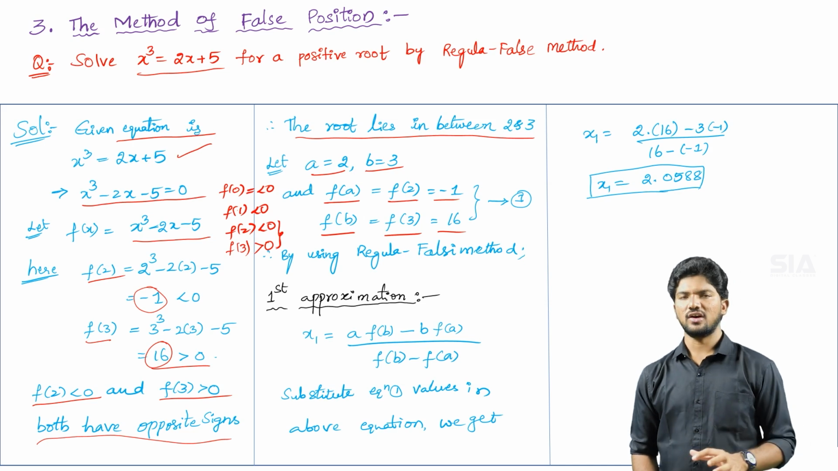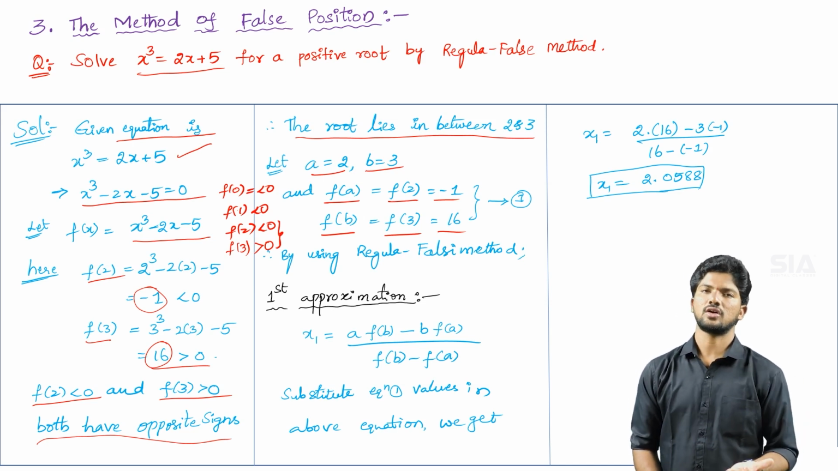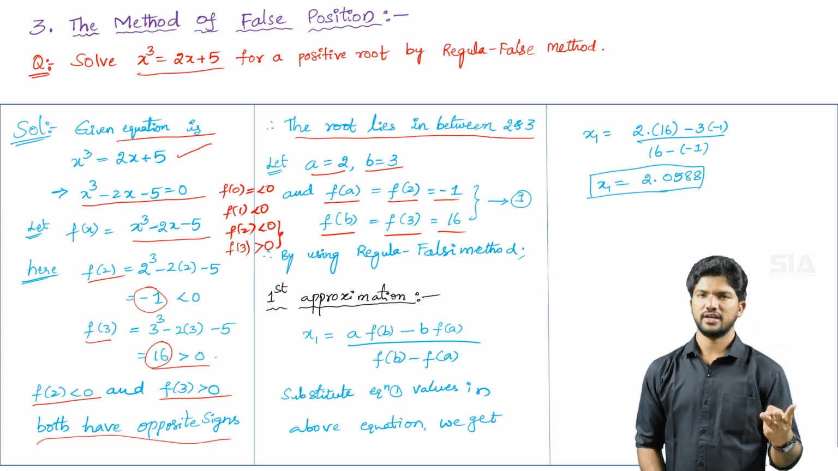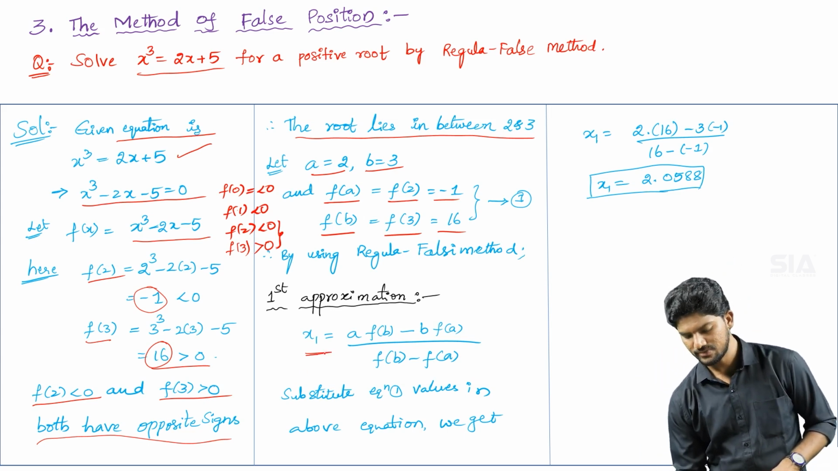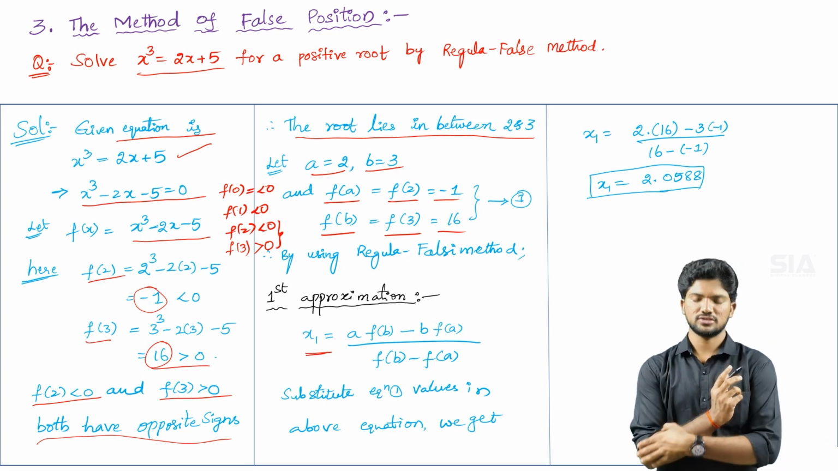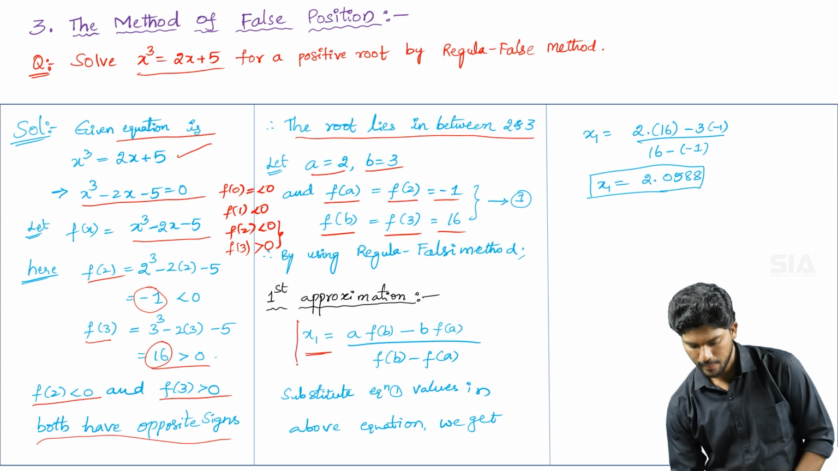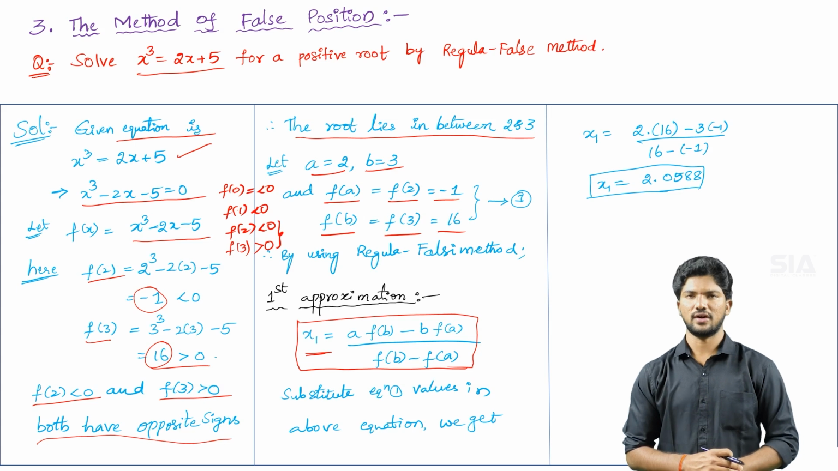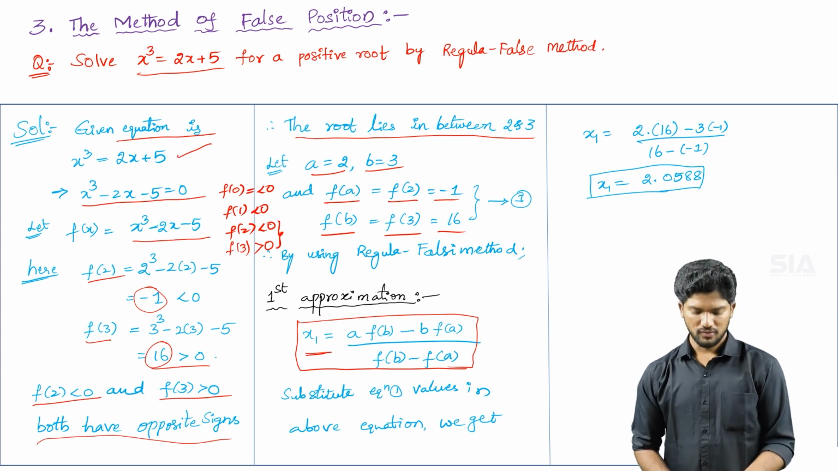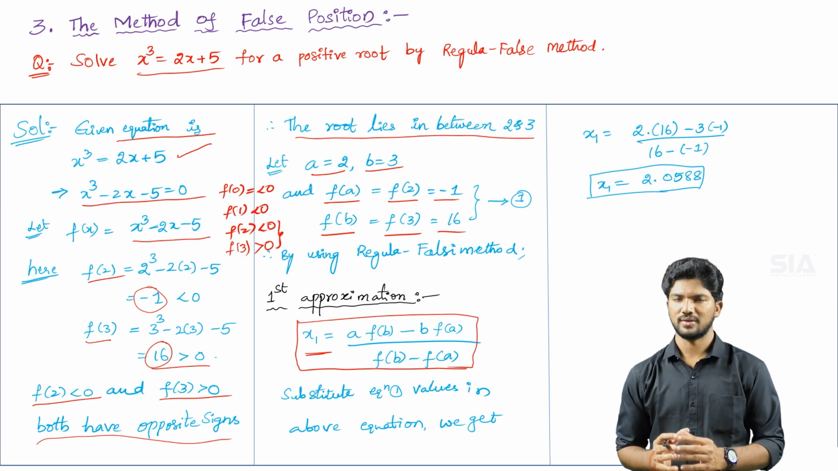By using the regula falsi method, or method of false position, or method of chords, you can use any one of these three names. So the first approximation is x1. x1 is equal to, what is the formula? a into f of b minus b into f of a by f of b minus f of a. That is the formula. Now we have a value, b value, f of a and f of b values from equation number 1.